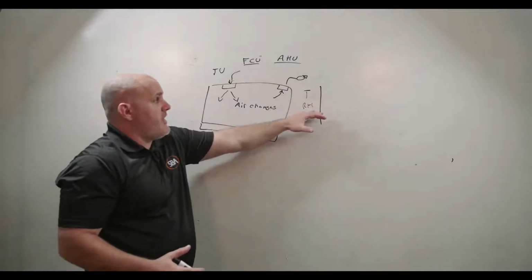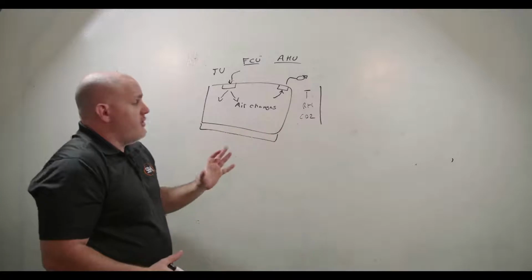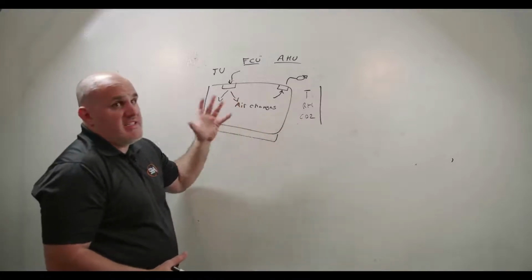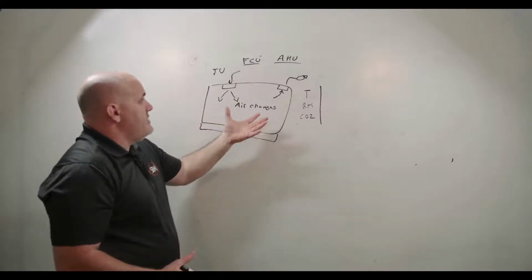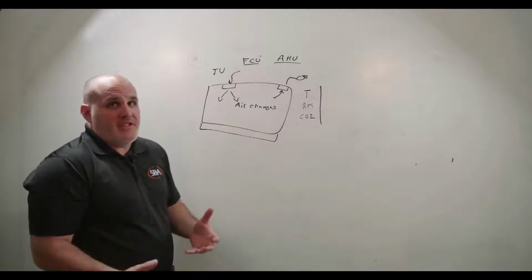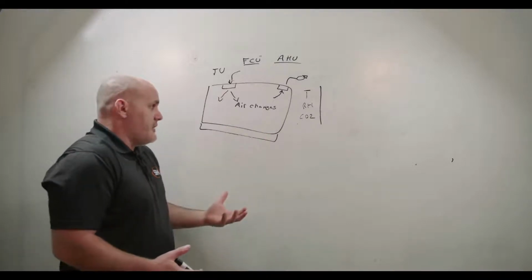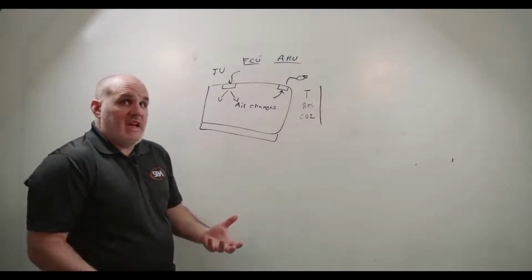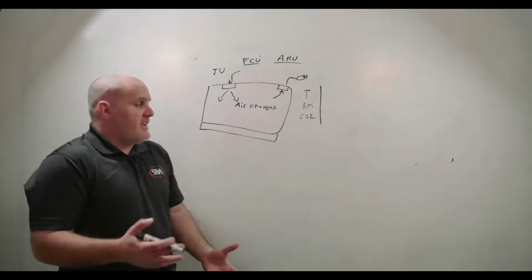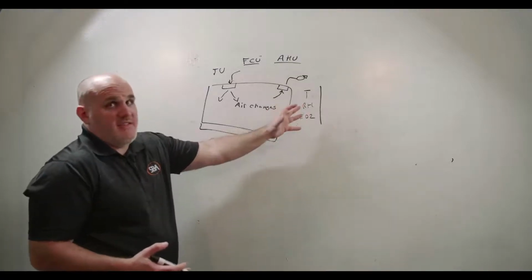The temperature, relative humidity, and CO2 are changed by introducing conditioned air into the space. Now, yes, you do have other things like unit ventilators in the space. You do have things like radiators, and things like floor heat that can all impact these variables as well.